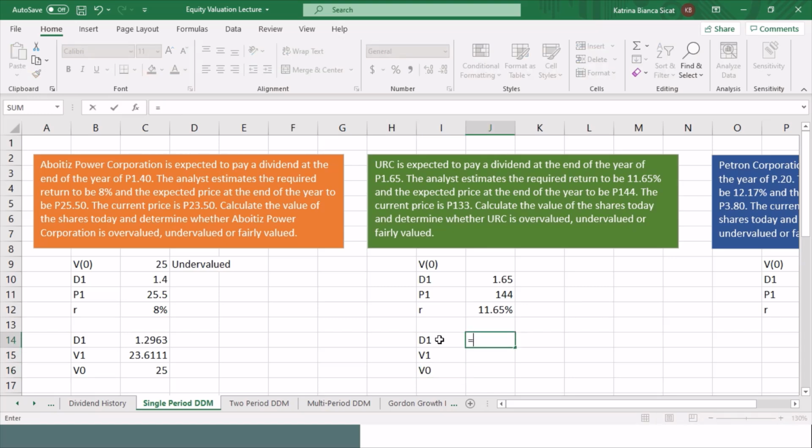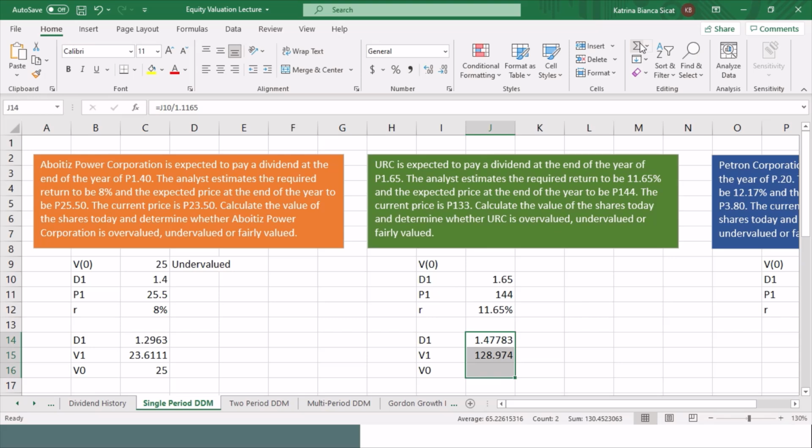Okay, so your D1, value at year 1, and your intrinsic value. So, your D1 is equal to 1.65 divided by 1.165. Mali ko na po siya, 1 plus R. So, 1.1165 dapat pala. 1.65 divided by 1.1165, and 144 divided by 1.1165. Then you get the total of those two. Your answer is 130.45.